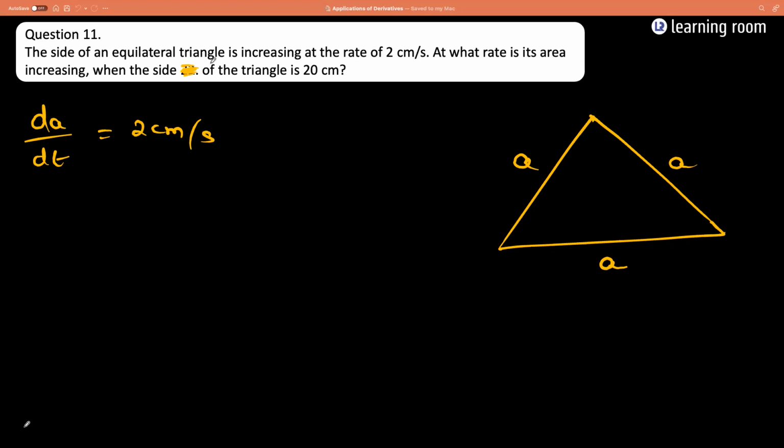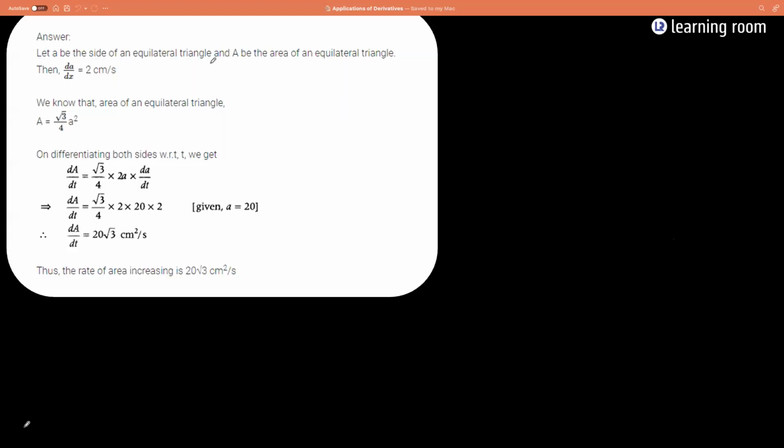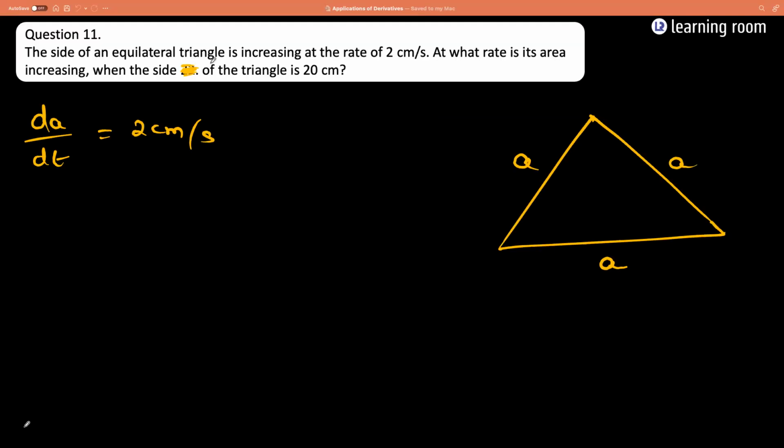Sir, 10 root 3 centimeter square per second. 20 root 3 is given here. Sir, if we take 20 centimeter now, it'll come 10 root 3, sir. 10 root 3, yeah? Okay. Maybe I think it is 2A or something. I don't know what it is. There is a printing mistake. Wait, let's take it as 20 for now.